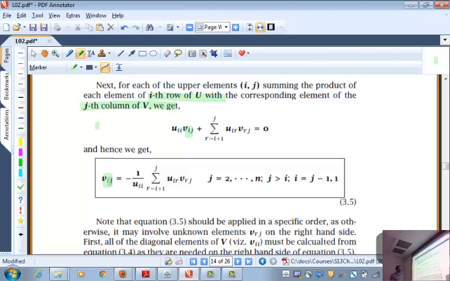And the key here is to figure out this range of indices. How do you have to do it? You have to do it in the order of j going from 2 to n on the V matrix, and j must always be greater than i. Why do you think that is so? Because you're looking only at the upper part of it. Okay, and then i going from j minus 1 to 1.